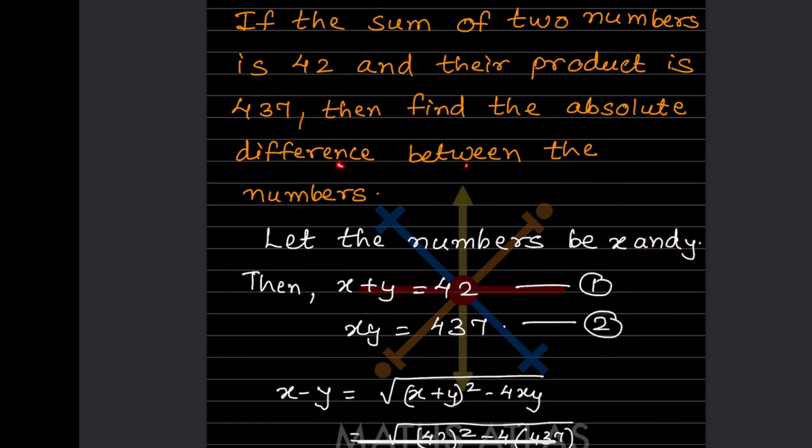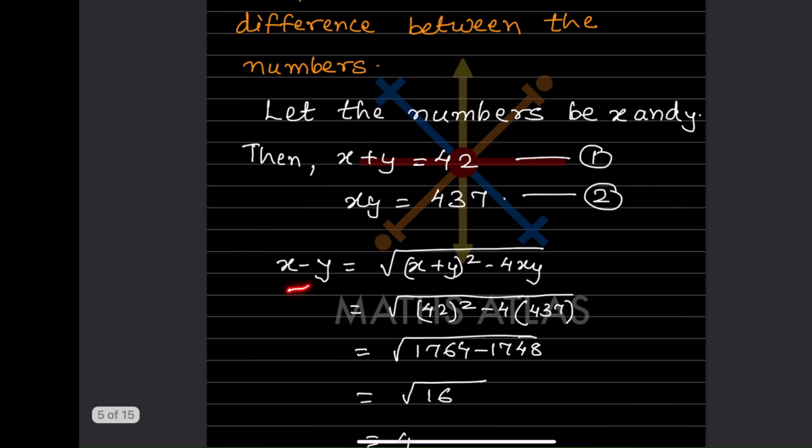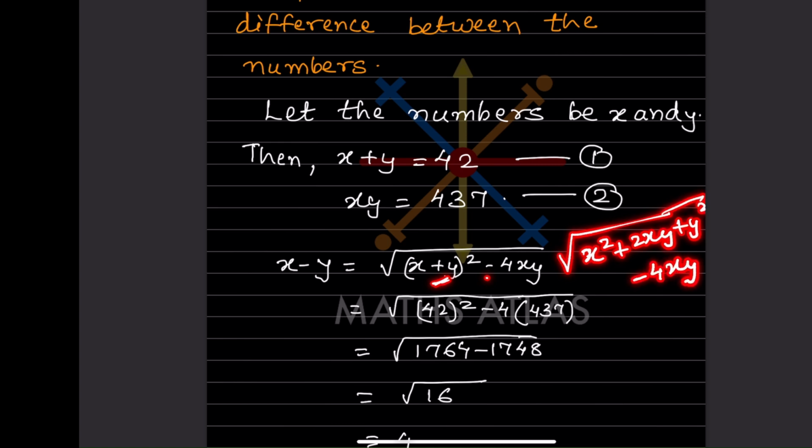Now we have to find the difference between x and y. To find it, we have to remember this formula: the root of (x plus y) whole square minus 4xy. I will show you how this came. See here, (x plus y) whole square is x square plus 2xy plus y square, and here minus 4xy. The minus 4xy should be inside the root only, but there was no space, so I wrote it down like this. So don't get confused by that.